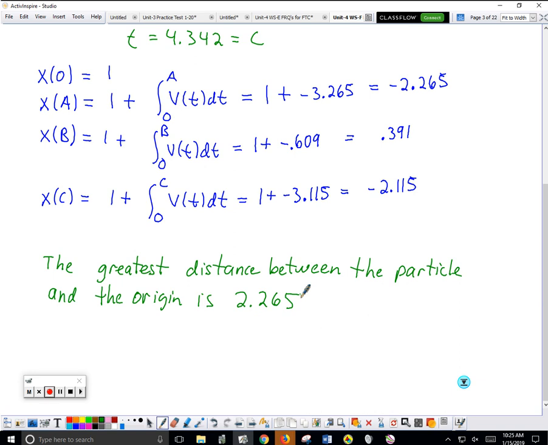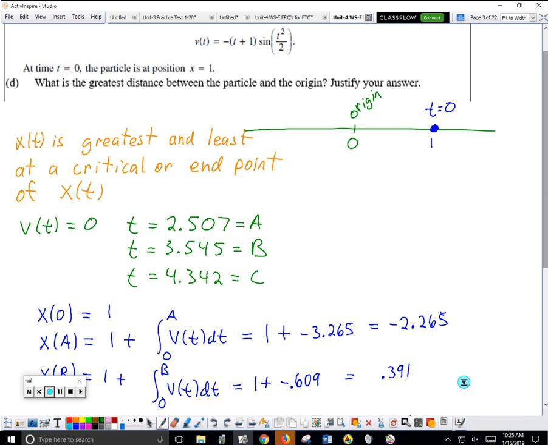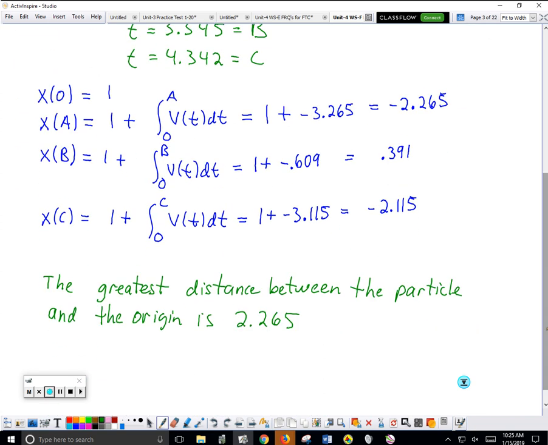I always read the problem again to make sure that I don't make a mistake of leaving something out. So I come back up and carefully read. What is the greatest distance between the particle and the origin? So they didn't ask for the time, they just want the distance. They didn't say anything about rounding, so I'm good.